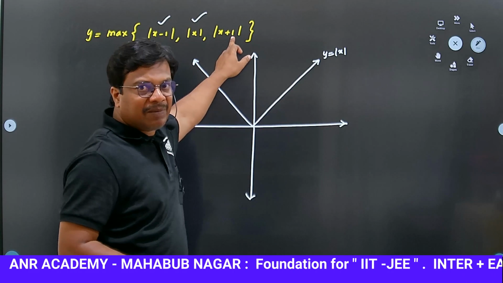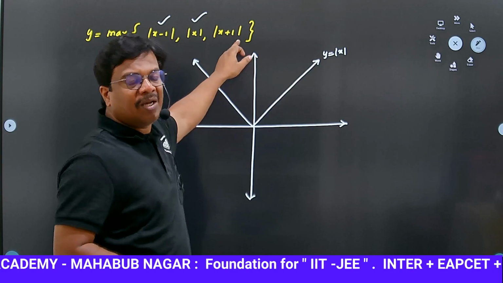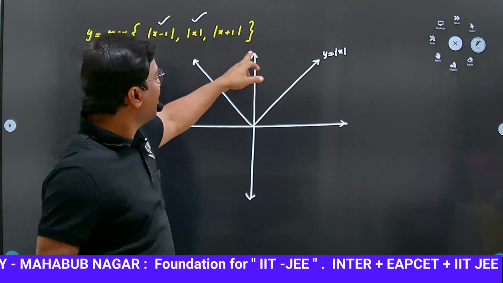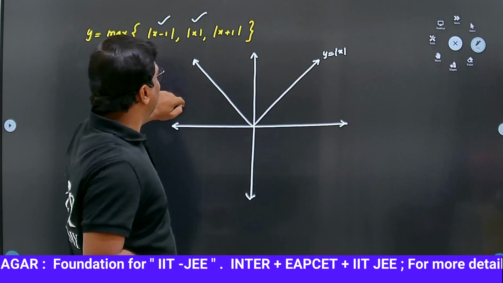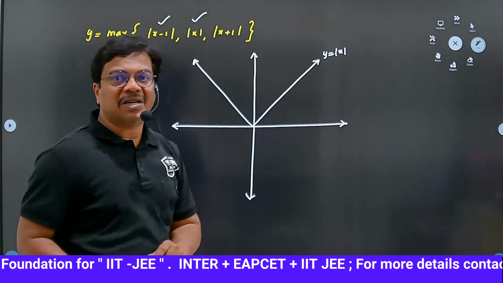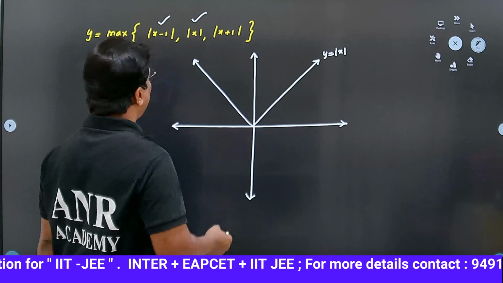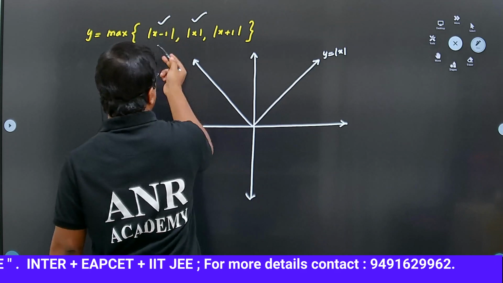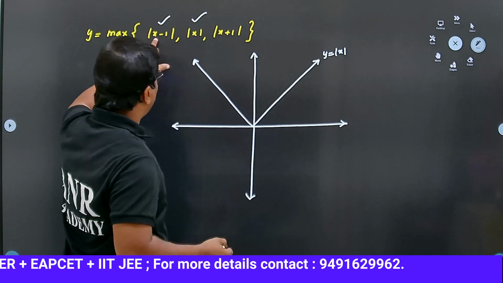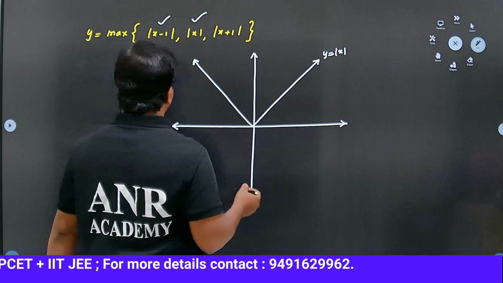When you put x equal to minus 1, it becomes 0, right? Mod x has its minimum at x equal to 0, mod x minus 1 at x equal to 1, and mod x plus 1 at x equal to minus 1. So it is a V shape with the minimum portion as a sharp edge. First I am going to draw the mod x minus 1 graph.